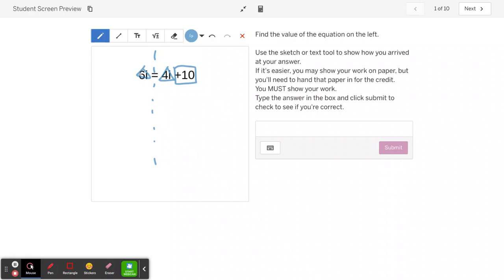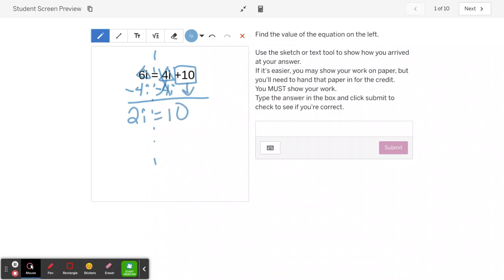Instead, I've got triangles on both sides of my equal sign. So I'm going to take off a triangle number. I'm going to take off the smaller one, the 4. So minus 4i on the left, minus 4i on the right. 6i minus 4i gives us 2i's. Bring down my 10 because it didn't change.